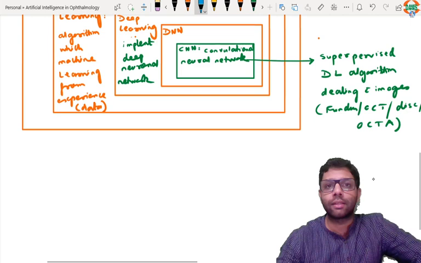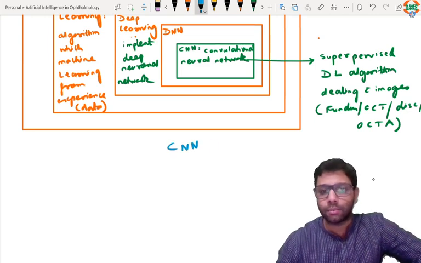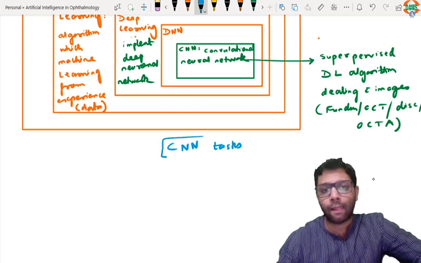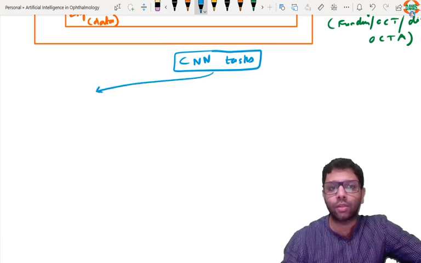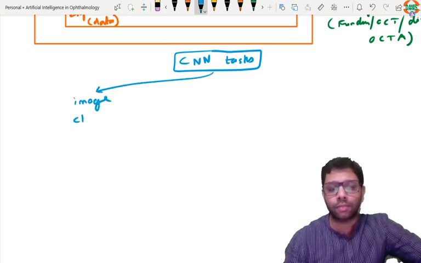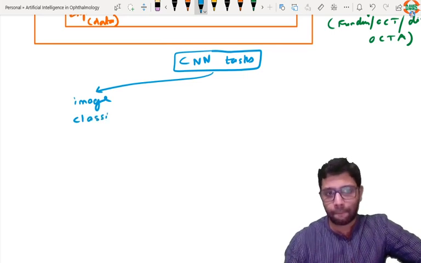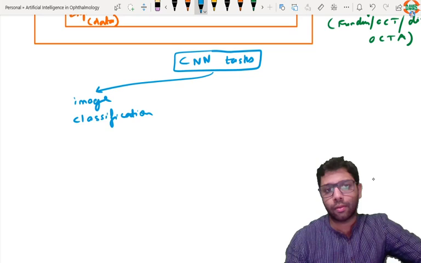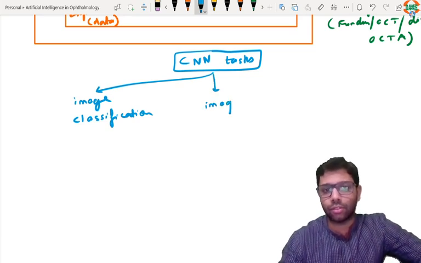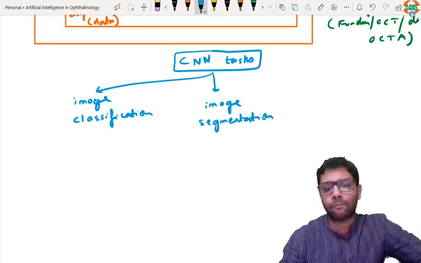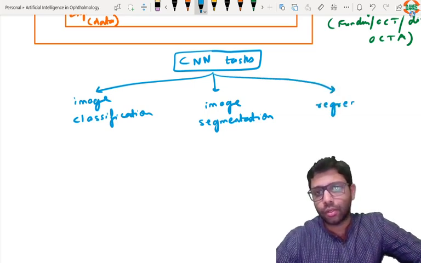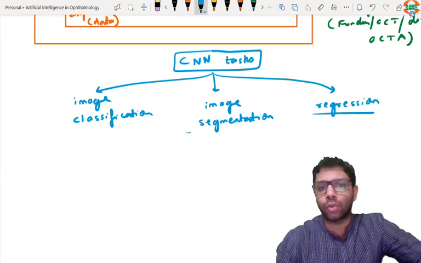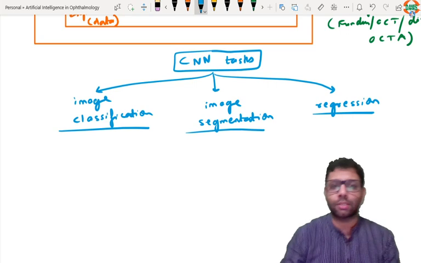Now, in the CNN algorithm, there are some tasks. The next you can write down after this is what the tasks are. The tasks are majorly three. One is image classification. Second is image segmentation. And third is what is known as regression. Now in the long note, of course, you have to write one or two extra points regarding this. What is image classification and all?